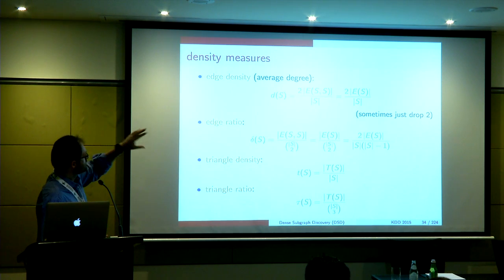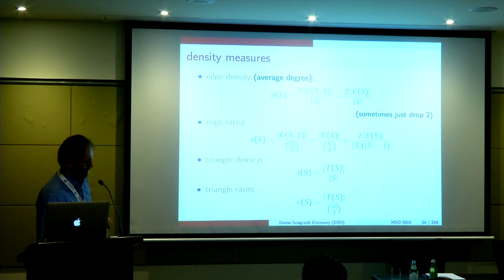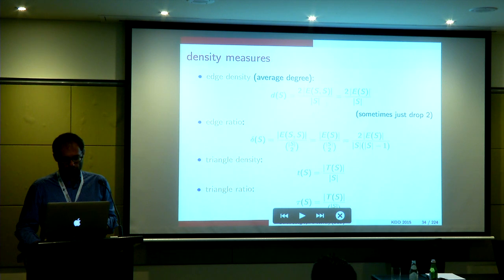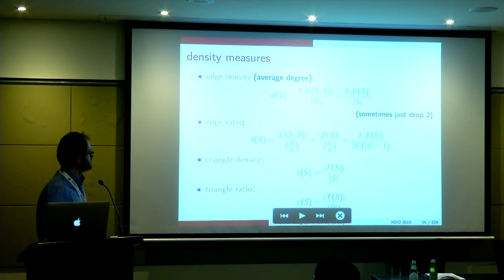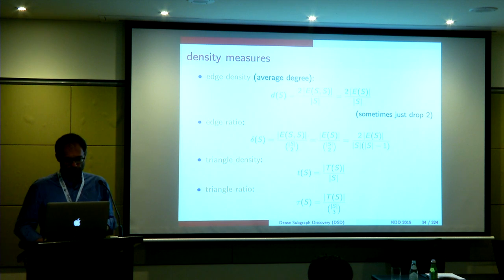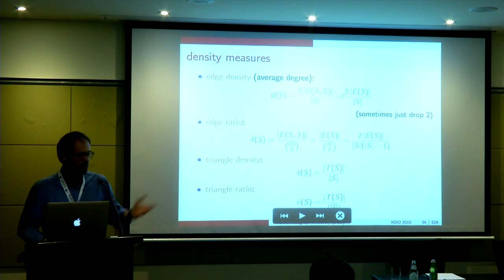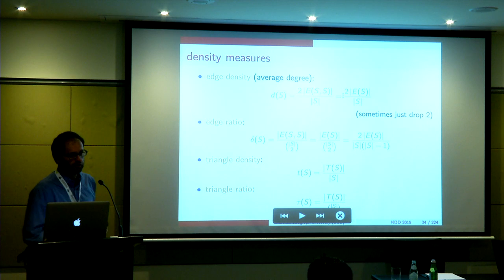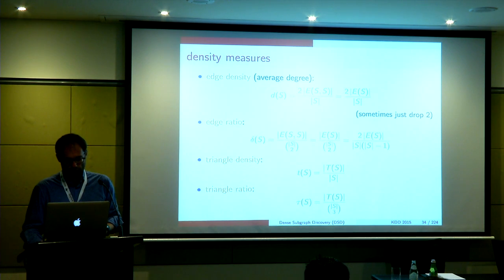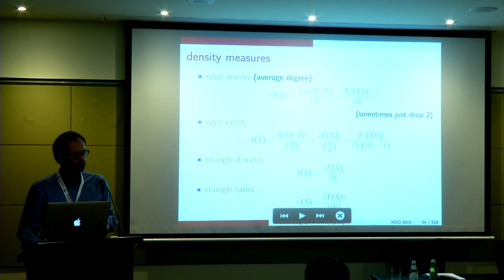So in that case, I say that the edge density of a subset is proportional to the number of edges divided by the number of vertices. And this is also equal to the average degree, if you have these two here. Sometimes I just drop the 2 because it's a constant factor and I don't care. Sometimes I leave it. Okay. So this is another concept of density.